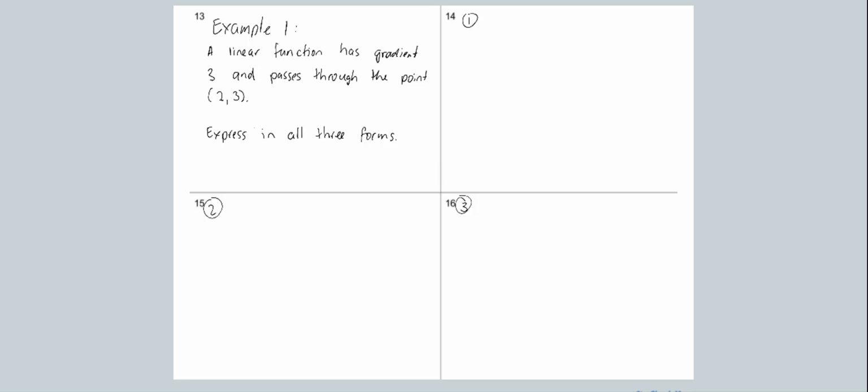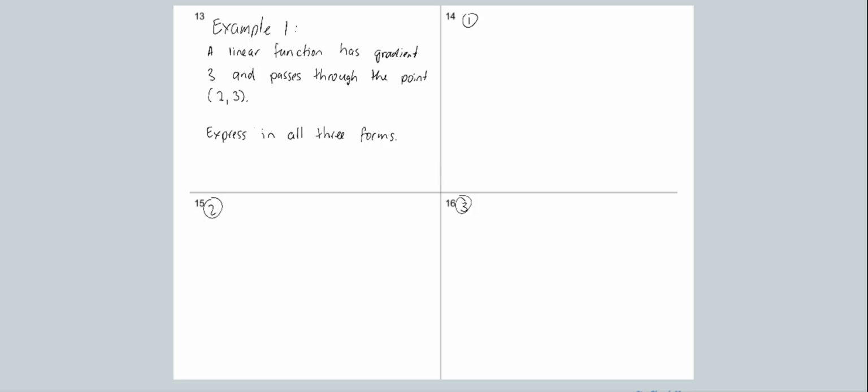This is just a very simple example. If you're choosing not to write this down, I don't know why, but it's up to you, I suppose. Example, the only example I'll give you before I give you exercise 3D to work on. A linear function has gradient 3 and passes through the point 2, 3. Express in all three forms.